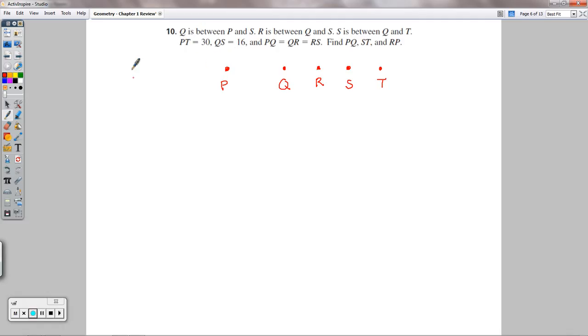Alright, so we got PT is equal to 30. I'm going to connect these all with a segment here now. PT is equal to 30. So from here to here, the whole thing is 30. And it says that QS is 16, so from here to here is 16. And it also says that PQ equals QR, so this segment is equal to this segment, which is equal to this segment.